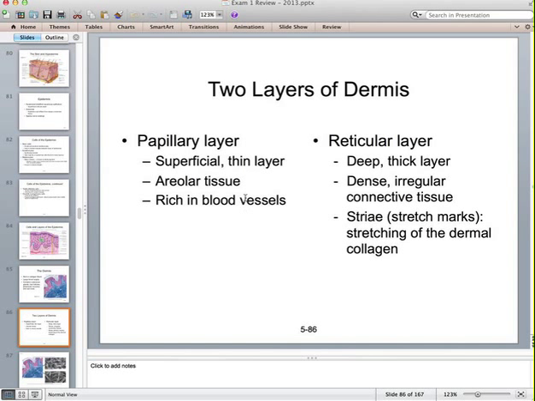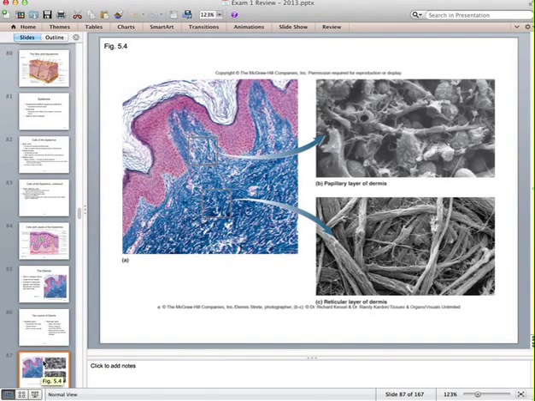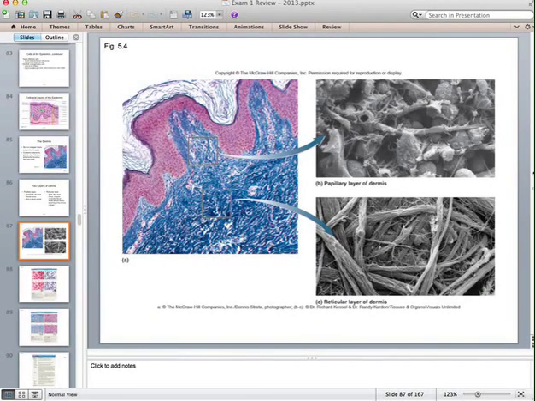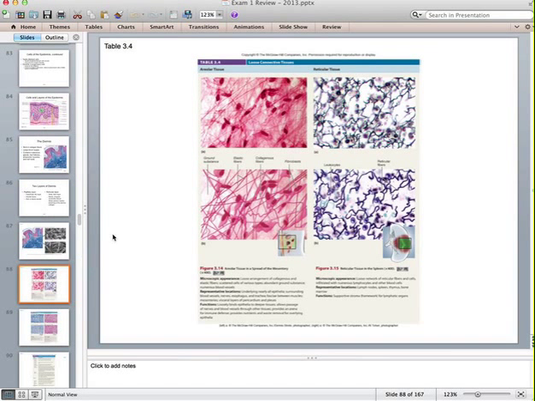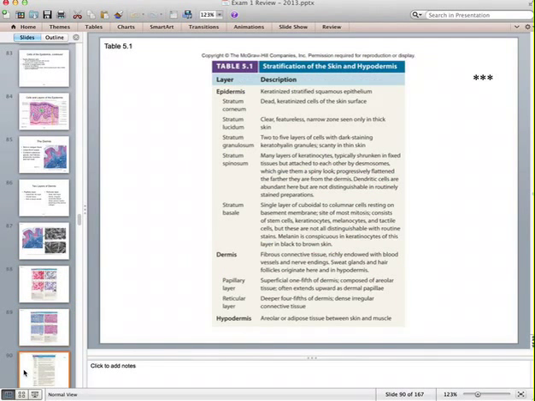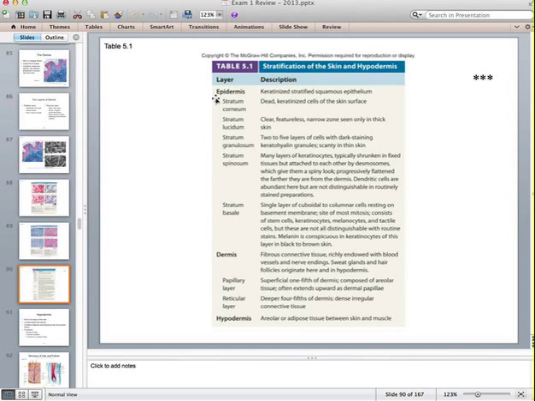What I would understand is what type of connective tissue each one is made up of. This is a loose connective tissue. This is a dense connective tissue. Again, I would know what types of connective tissue for each one of those. These tables in the book are just fantastic. It would be worth reading over these. And then this table right here is a good summary of everything.